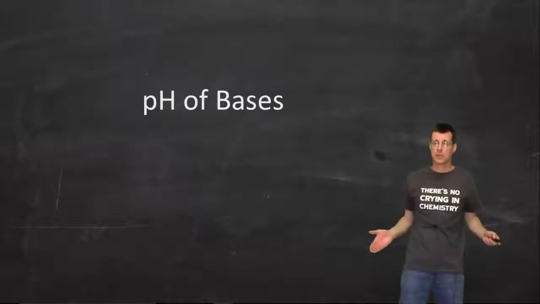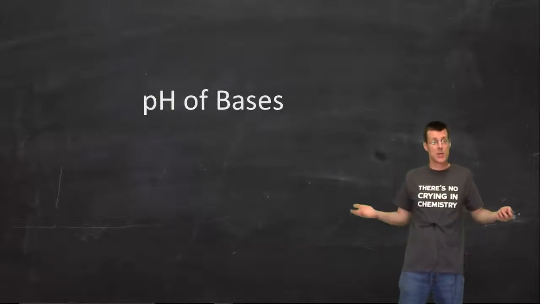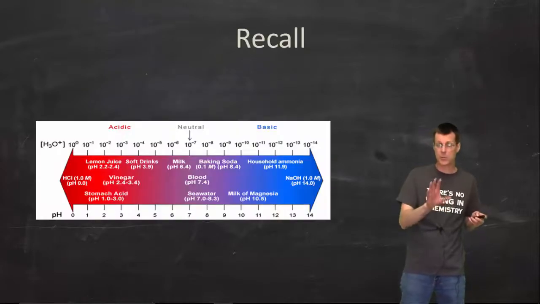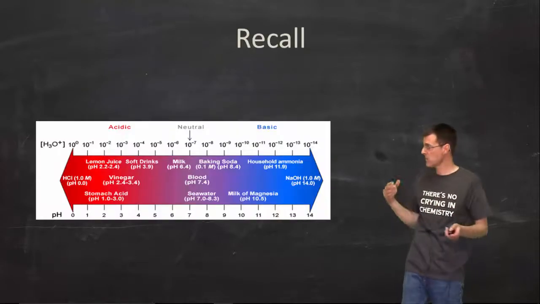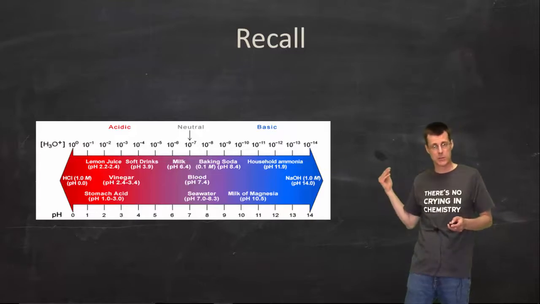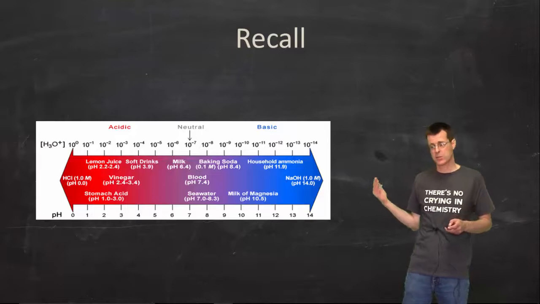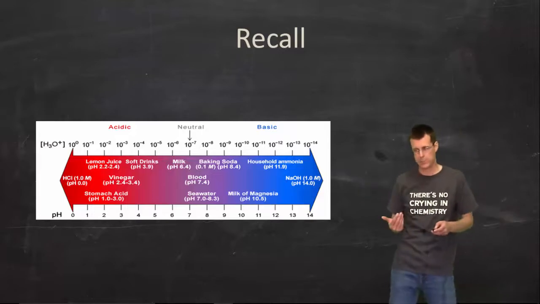I told you we'd be back pretty soon to talk about the pH of bases, and I meant it. Okay, pH of bases. Think about what we know about the pH scale and what we know about pH. On the pH scale, below 7 is acidic, 7 is neutral, above 7 is basic.